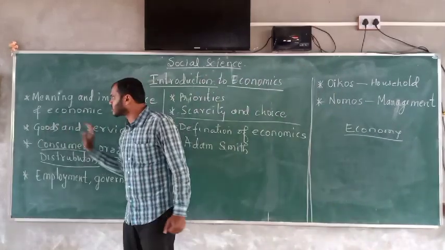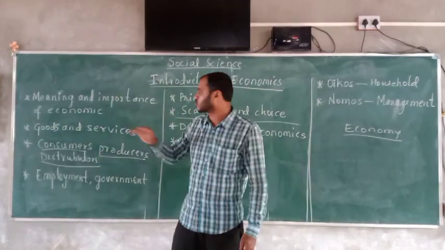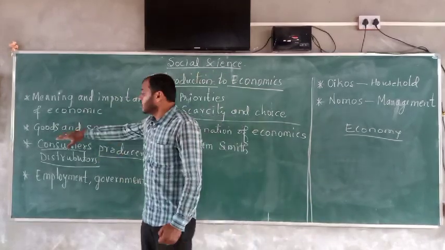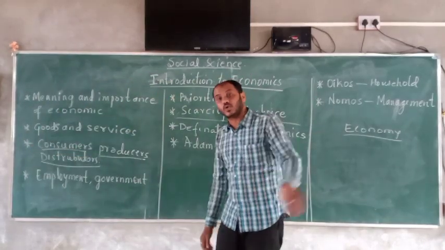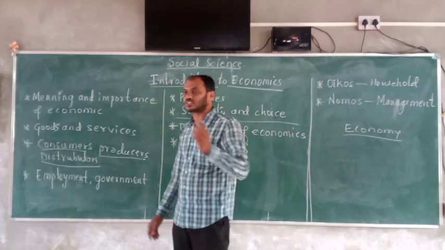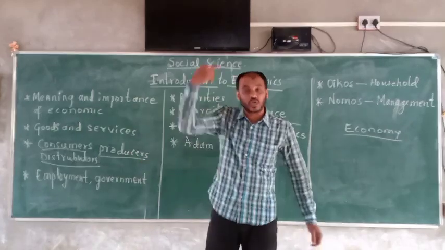So the first thing in economics is goods and services. Those who use goods and services are called consumers. People engaged in the production of goods and services are called producers. And the produced goods have to reach the people.